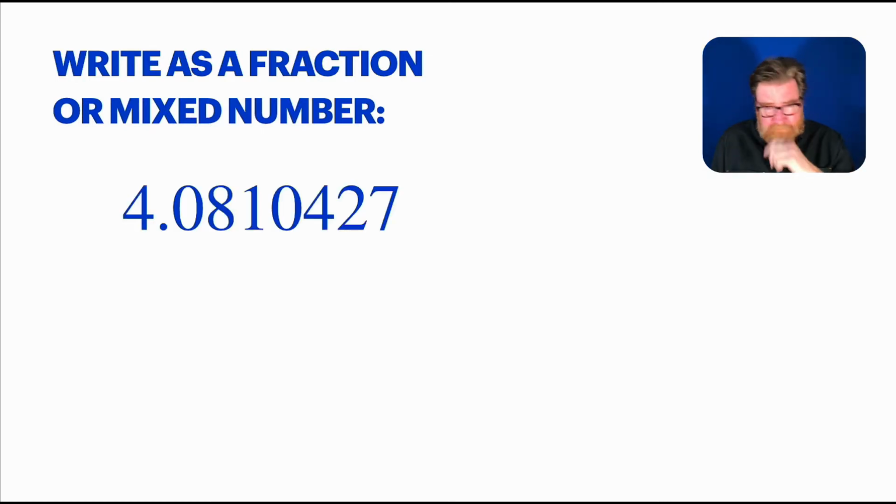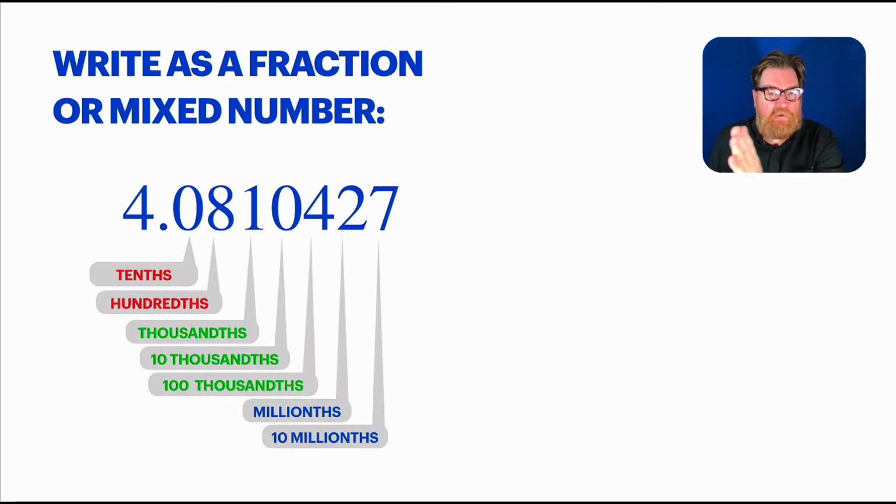If you have a decimal and you want to write it as a fraction, well, you guys probably remember, it's all about figuring out where that last number, in this case, the 7, what decimal place is that in? Well, going back to our list, we can just remember that going through our tenths, hundredths, thousandths, 10,000ths, 100,000ths, millionths, 10 millionths. It's in the 10 millionths place. That's our denominator. See the 4 to the left of the decimal point? That's our whole number. So this is definitely going to be a mixed number. This decimal is more than 1. So we're going to have 4 and some amount of 10 millionths.